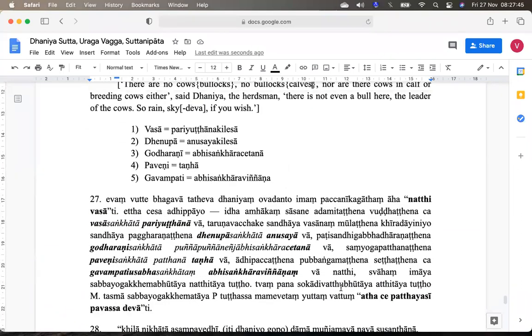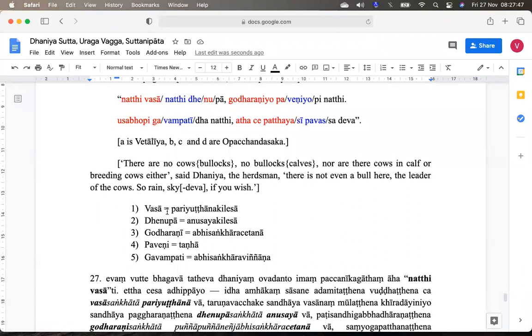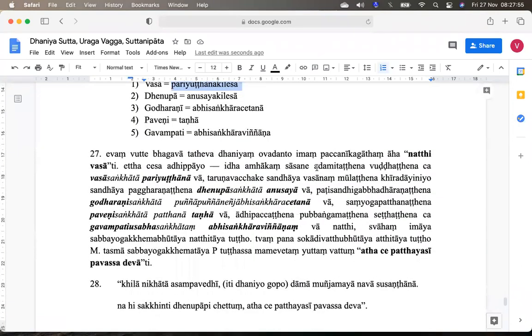So in the commentary, wasa is compared to the Pariyutthana Kilesa. So here you see, wasa sankhata Pariyutthana. So Pariyutthana Kilesa, which is considered as wasa. So Pariyutthana Kilesa is, you know, strongly arising. So that is why here wasa.